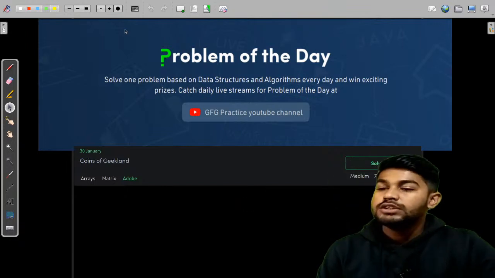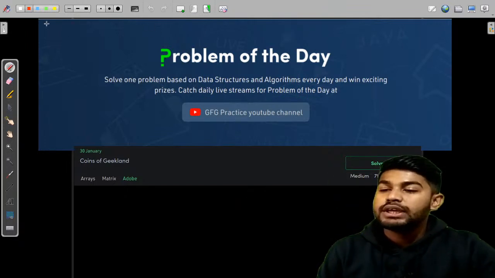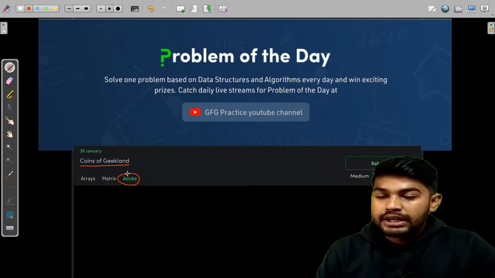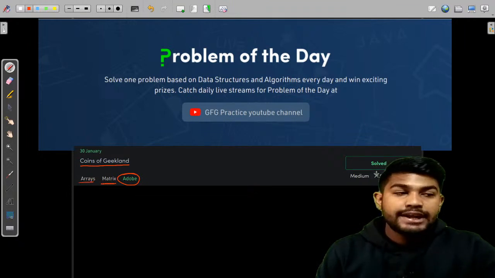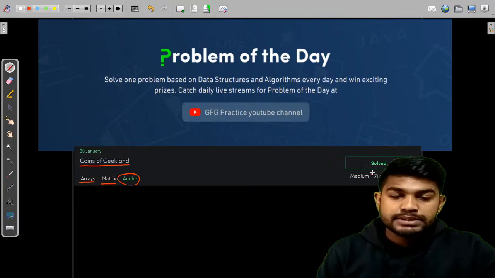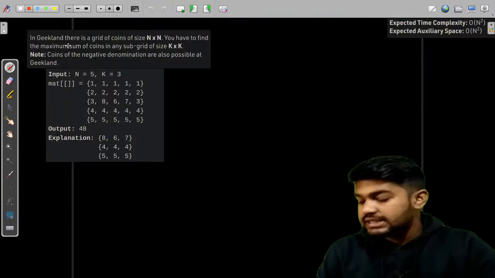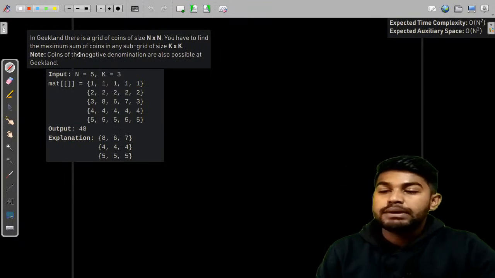Okay, so today we would be doing yesterday's problem of the day, that is Coins of Geekland. This question appeared in Adobe and it is of matrix and arrays. It has a quite good success percentage, that is 72%, and it is a medium level problem. Now let us read and understand the problem statement correctly.